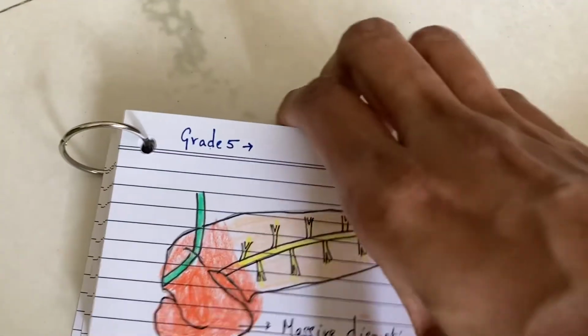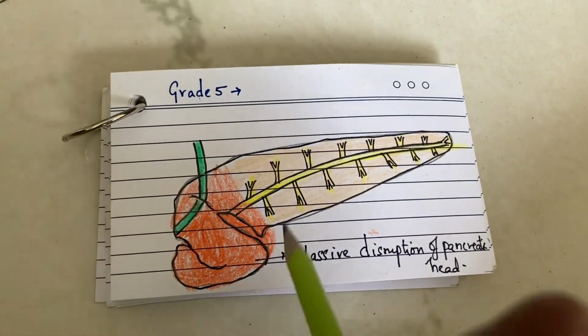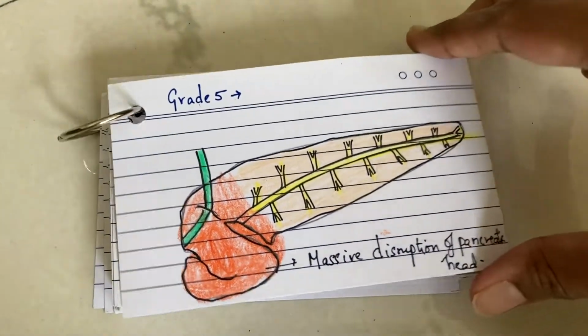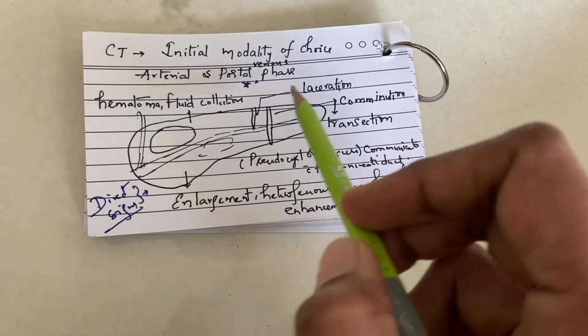Then we have grade 5. It's a massive disruption of the pancreatic head. This is the head region, a massive disruption of the pancreatic head. That is grade 5. So CT is the initial modality of choice. We do arterial and portal venous phase.